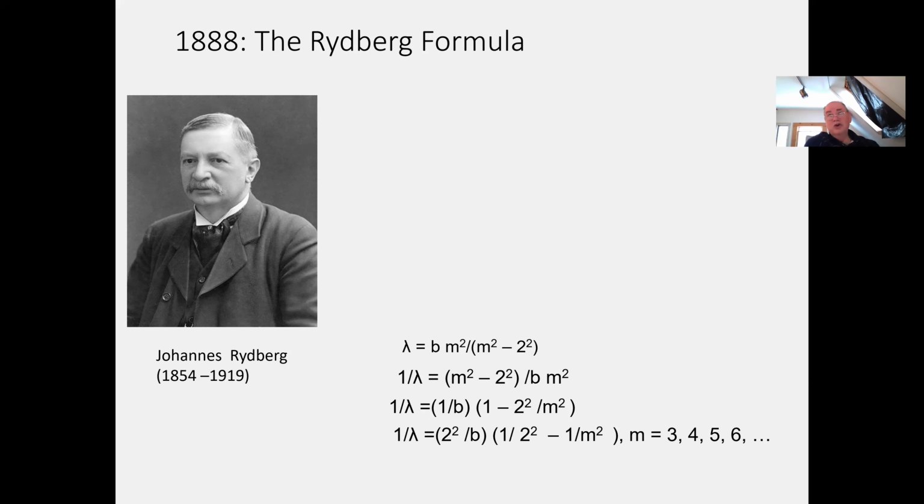So he gets this very nice formula. He says 1 over the wavelength is a constant, 4 over Balmer's b. Balmer found this one. So 1 over wavelength is 4 over b times 1 over 2 squared minus 1 over m squared, where m is 3, 4, 5, 6. This is very nice. This is a little bit prettier than Balmer's formula.